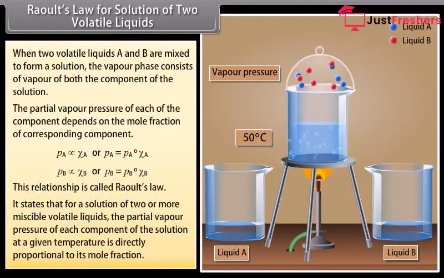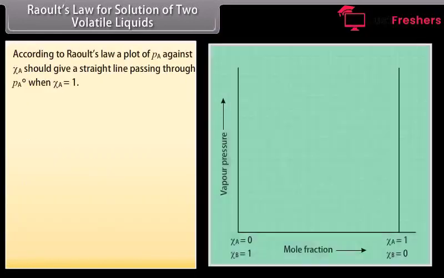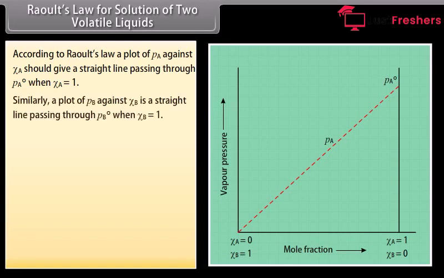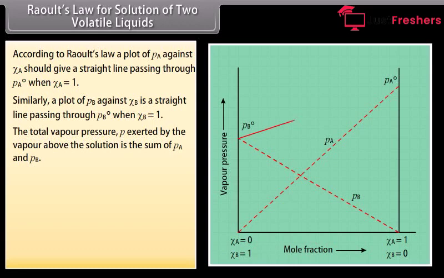It states that for a solution of two or more miscible volatile liquids, the partial vapor pressure of each component of the solution at a given temperature is directly proportional to its mole fraction. According to Raoult's law, a plot of PA against XA should give a straight line passing through PA naught when XA is equal to 1. Similarly, a plot of PB against XB is a straight line passing through PB naught when XB is equal to 1. The total vapor pressure P exerted by the vapor above the solution is the sum of PA and PB.